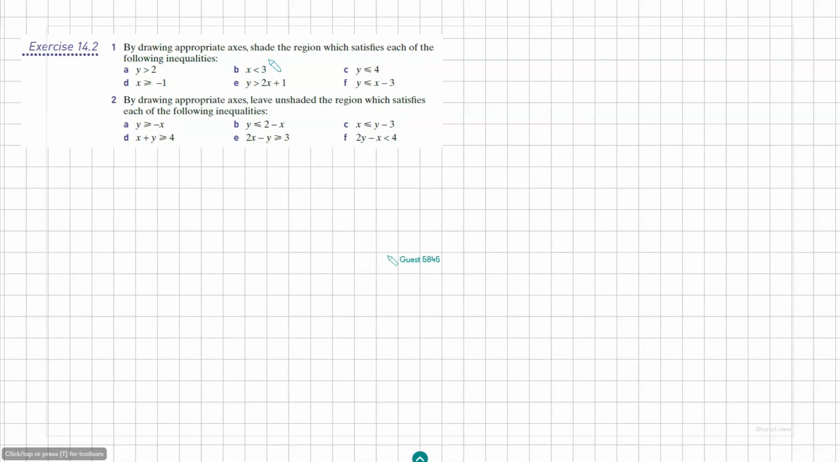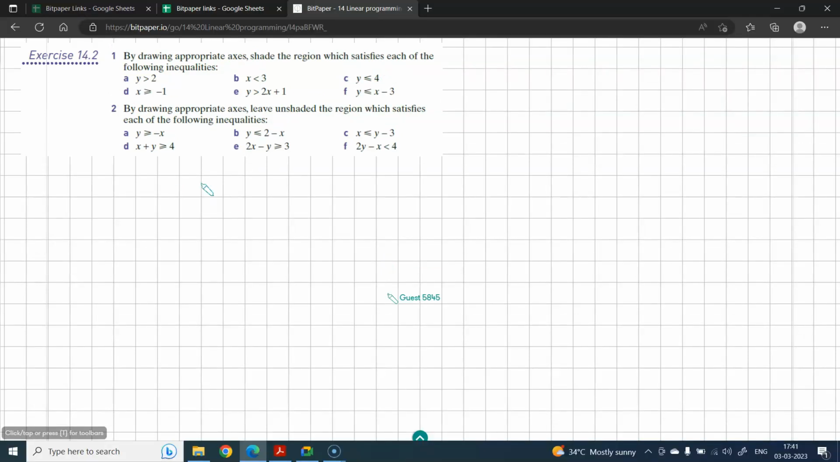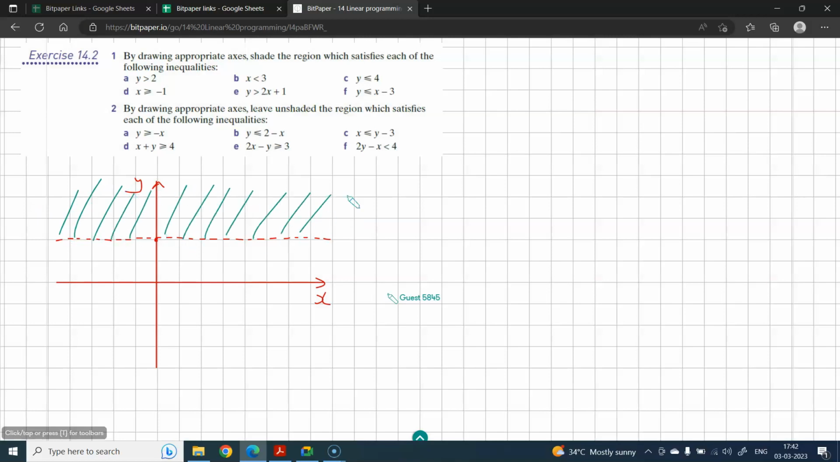Okay, now let's see. By drawing appropriate axes, shade the region which satisfies each of the following inequalities. Y greater than 2 means, okay, so how will you draw it? First you draw the axis x and y. So y greater than 2 will be here, right? So will it be a dotted line or a solid line? Dotted. Yeah, so you first draw a dotted line. And your region will be above. Okay, so this will be your answer.